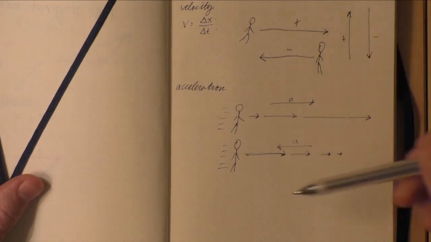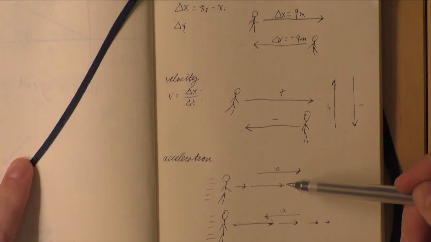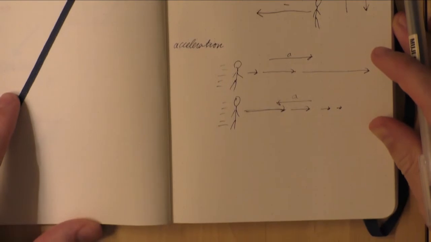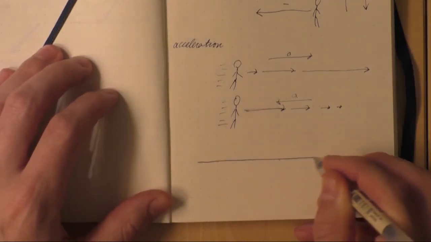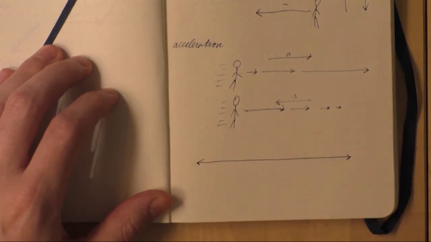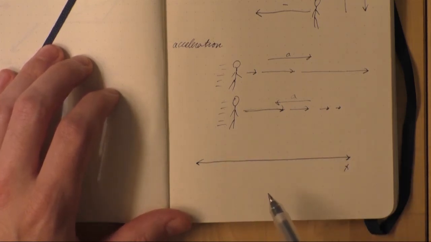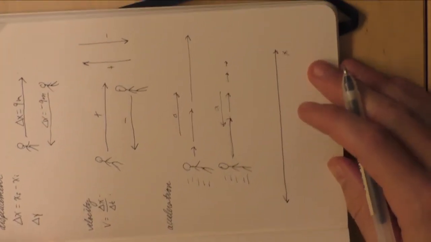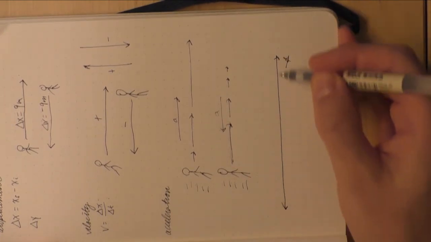But all of these things have something in common. Displacement, velocity, and acceleration, in the way that we used them, were all one-dimensional, which means that they all took place along a straight line. So it may have been something moving left and right on the x-axis, or up and down on the y-axis. But things always moved along a straight line.